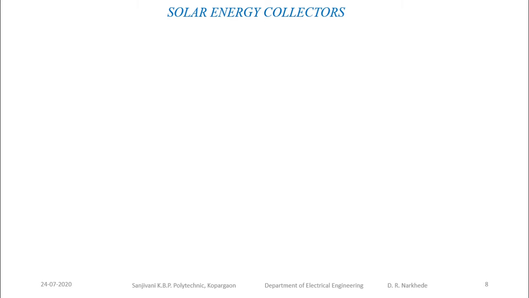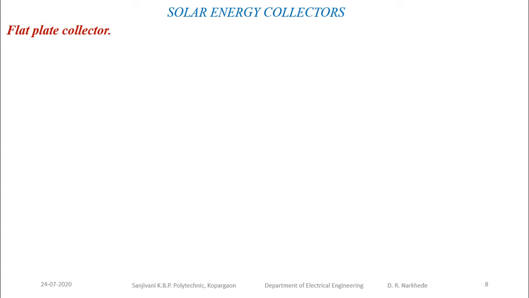In today's discussion we will go through the solar energy collectors. Basically, the first step in solar energy utilization is the collection of the energy. Solar energy can be received or collected with the help of collectors. Based on the surface design, these collectors are categorized into two types: flat plate collectors and concentrating collectors.